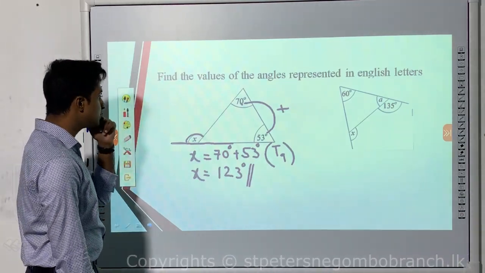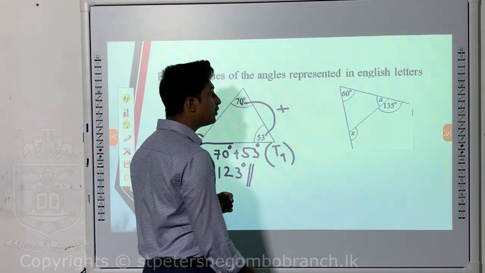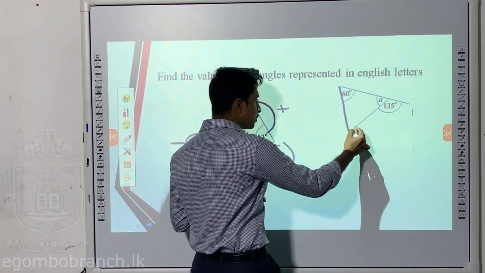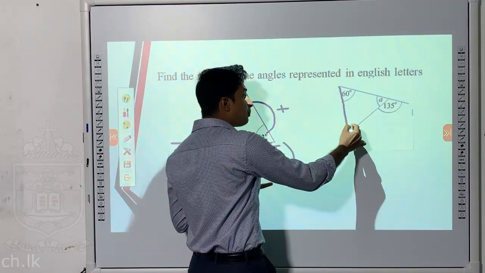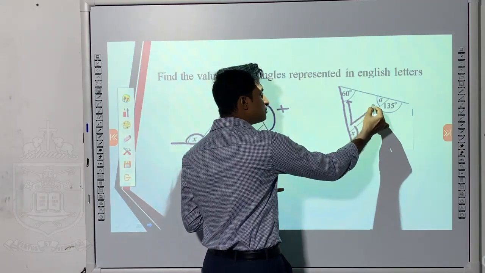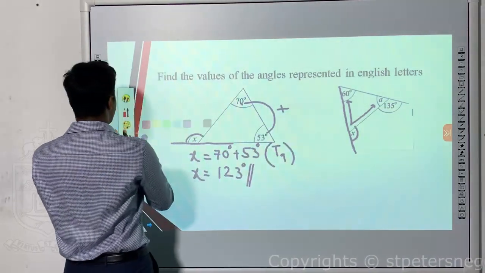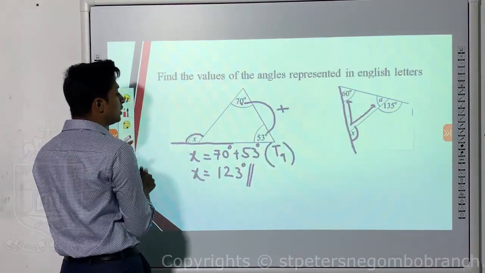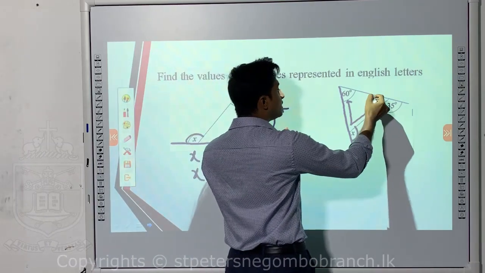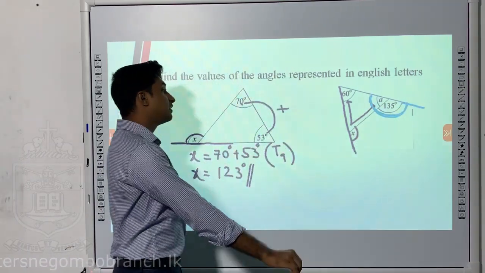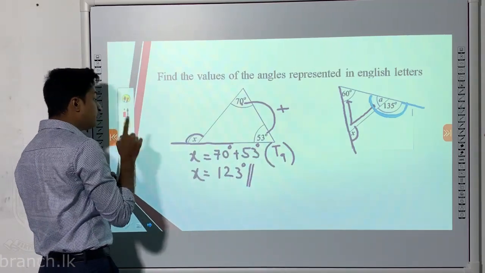Look at the other one, same thing. Now you have an x. Now this side is produced. So the opposite interior angles are these two, but you don't know the value of A. But now you can find the value of A using the previous theorems. A and 135 are on a straight line. Therefore, I can first find the value of A.